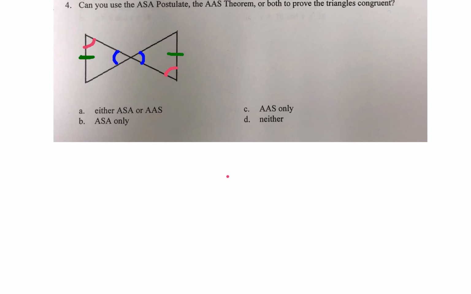So, if I have my blue angles congruent, my pink angles congruent, and the two sides with the green tick mark congruent, I can say that those two triangles are congruent by angle side only. So my answer choice is C.